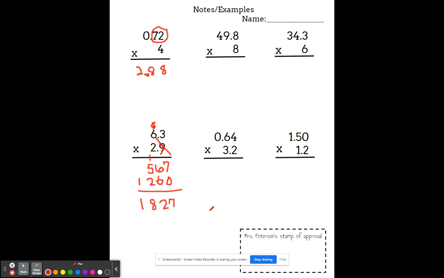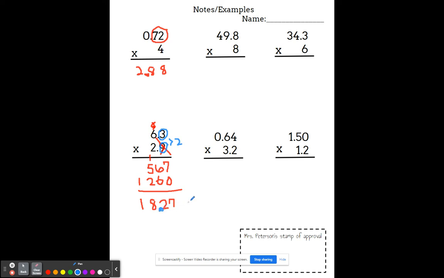Okay, so you have 1,827. Now you have to go back in and put your decimal where it goes. So this time we were multiplying 2 decimals, and each of them had 1 digit behind the decimal point. So that's a total of 2 digits behind decimals. You'll start at the back and move it twice to the left.